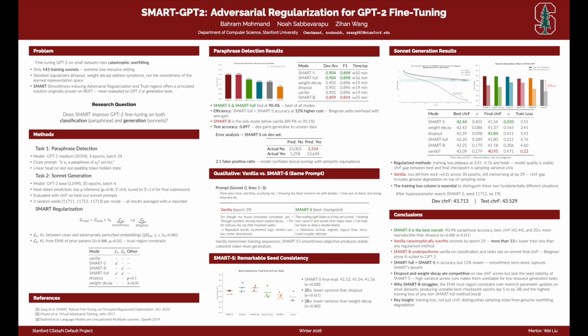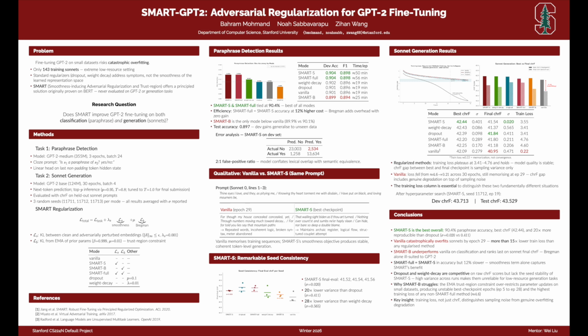Dropout and weight decay are competitive on raw char-F, but their high seed variance makes them unreliable for low-resource generation. SMART B underperforms on both tasks, falling below vanilla on classification and ranking last among regularized methods on sonnet generation. This is because the Bregman proximal constraint over-restricts parameter updates on small datasets.